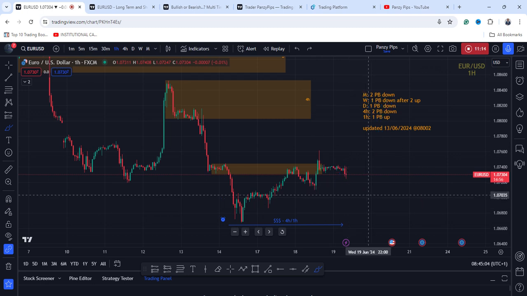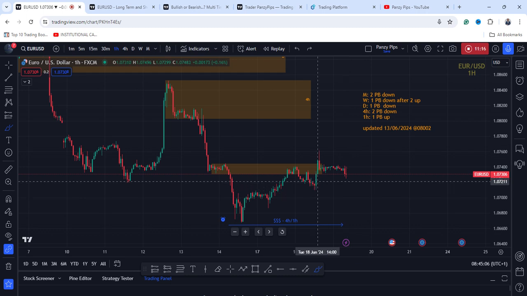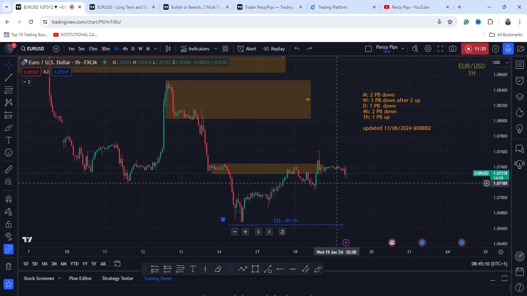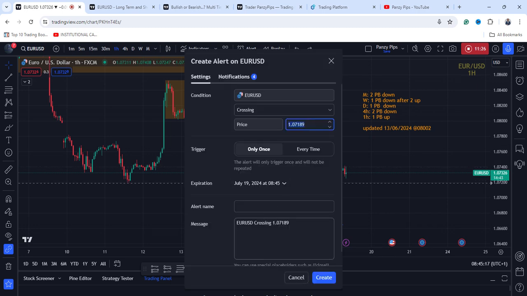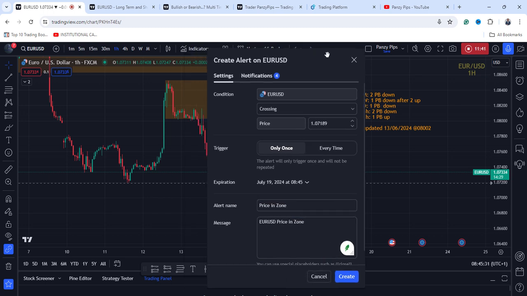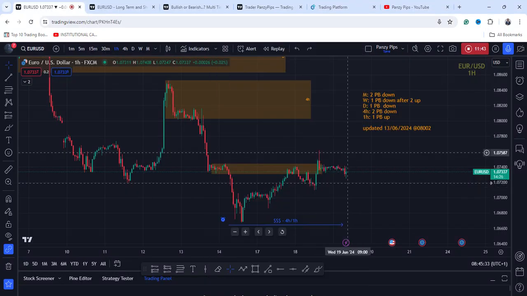I want to see some clarity on the 1 hour to know what exactly we are doing here. So I'll just place an alert here, and I'll call it pricing zone, because I want to be notified as soon as the market comes in there. All right, so there goes my alert.